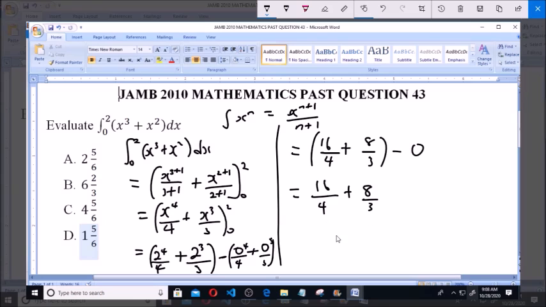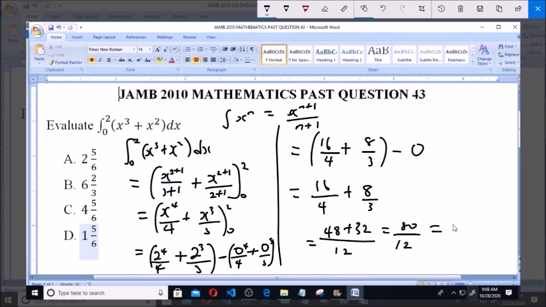Now the LCM of 4 and 3 is what? 12. So 4 into 12 will give us 3. 3 times 16 will give us 48. 3 into 12 will give us what? 4. 4 times 8 will give us what? 32. So this is equal to 80 over 12.